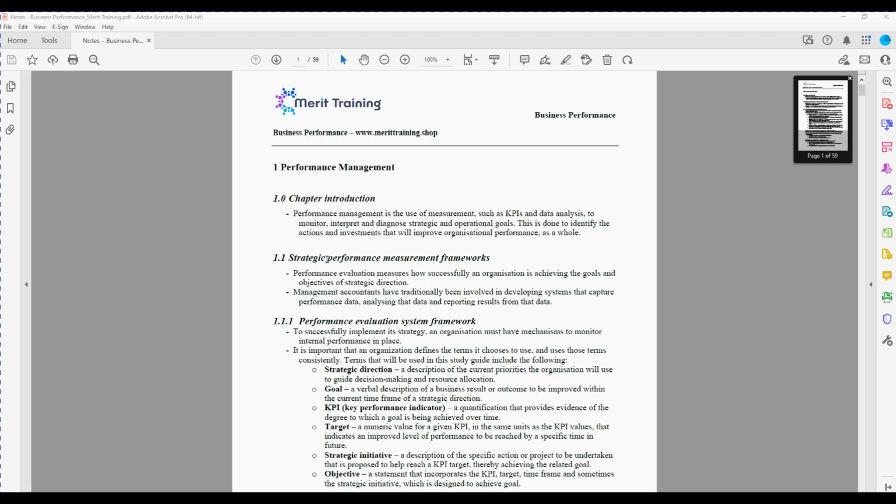So let's start off first of all, what is the definition of performance management, and introduce the chapter. So performance management is the use of measurement, such as KPIs, data analysis, to monitor, interpret, and diagnose strategic and operational goals. And this is really done to identify organizational performance, like are we hitting our goals? Are we hitting our long-term strategy for the business? Are we on the right track?